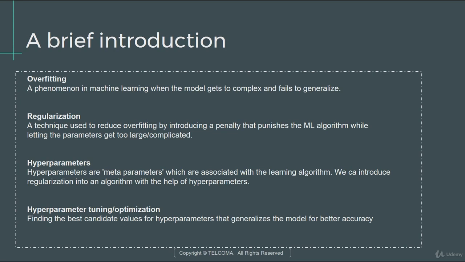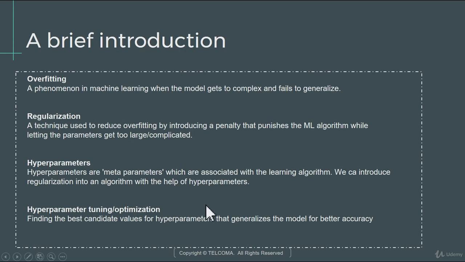Now, how do you do it? There are several methods to implement regularization. One of them is to use hyperparameters. Hyperparameters are basically metaparameters which are associated with the learning algorithm. Please don't get confused between parameters of the model and hyperparameters of the model. These are completely different. For example, for logistic regression, the beta coefficients would be the parameters of the model. But a hyperparameter would be a parameter that helps the learning process improve in such a way that it generalizes.